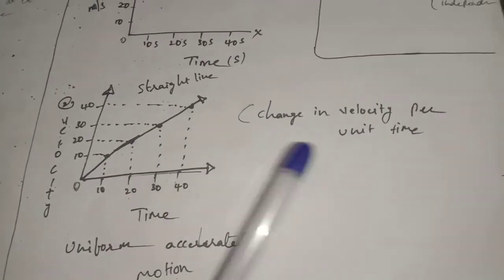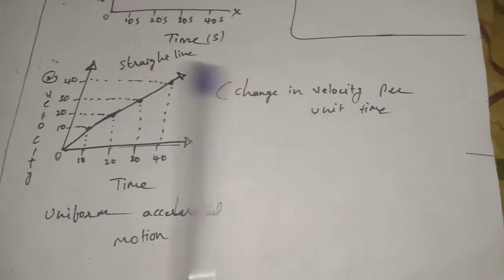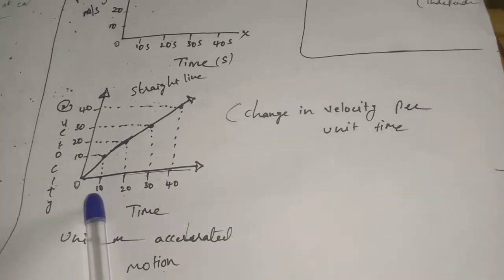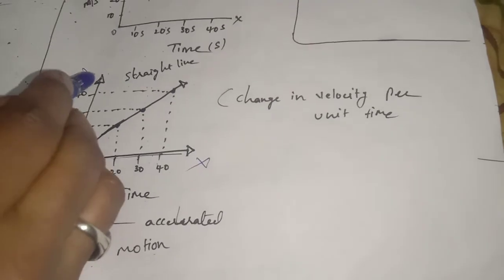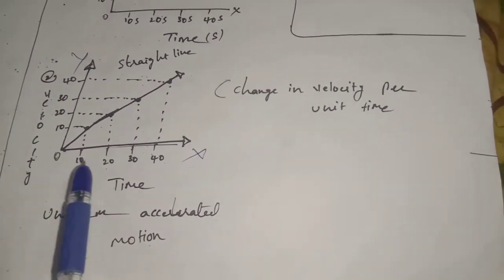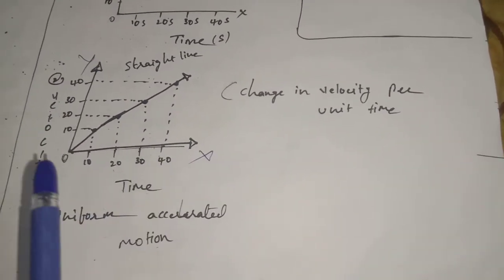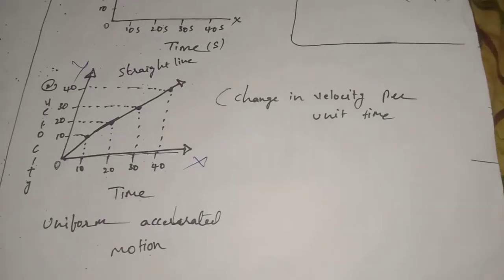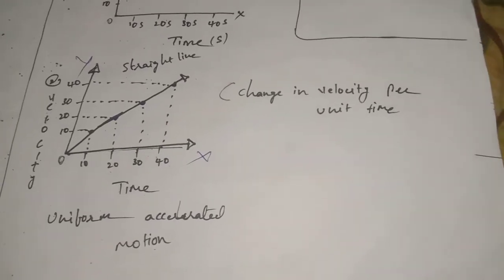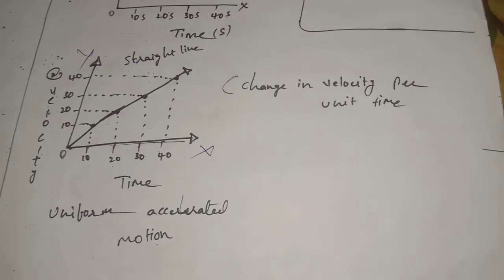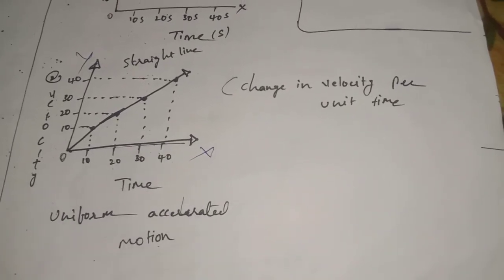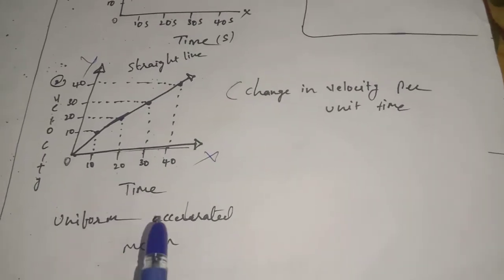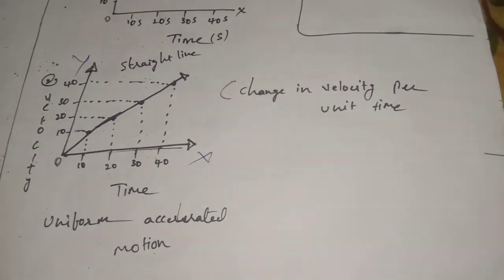Next is uniform accelerated motion. If there is a change in velocity per unit time, how will it be drawn? Same for the x-axis. This is the x-axis and this is the y-axis. So 10 seconds, 20 seconds, 30 seconds, 40 seconds. Maybe they will ask for 1 or 2 marks to represent this. How do we represent a graphical representation? They will ask. This is also the same as the distance time graph we have done. The same way you have to do this.